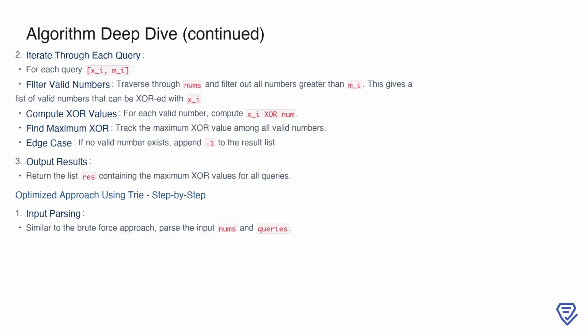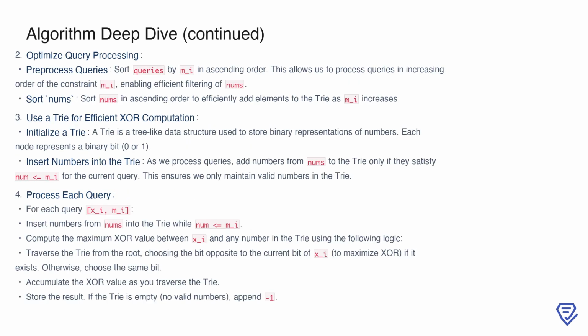Although this approach works, it is inefficient because filtering and computing XOR for each query can become computationally expensive as nums and queries grow. To address this, we turn to an optimized approach using a tree structure. To optimize query processing, we begin by sorting the queries by their m_i values in ascending order. This ensures that we handle queries with smaller constraints first, allowing us to process numbers in nums incrementally.